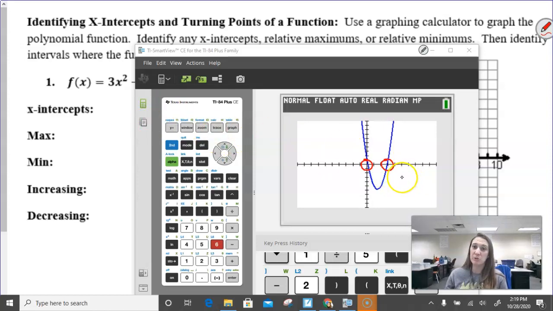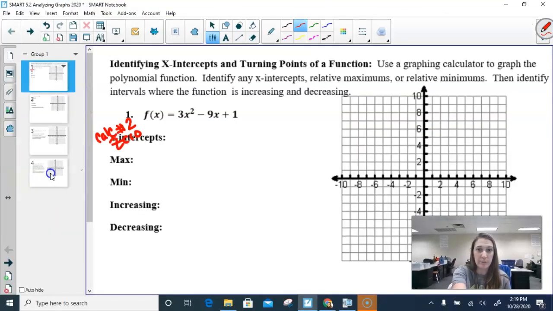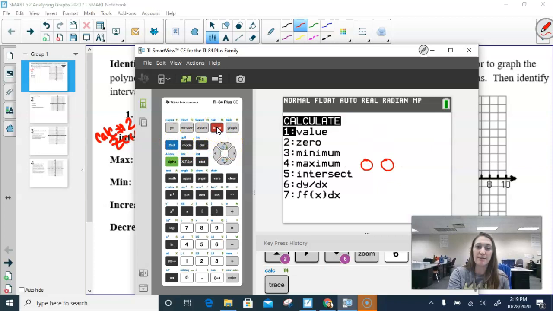So what we're going to do is we're going to use our calc menu. So you might want to write some notes to yourself kind of on the margin here. For your x-intercepts, you're going to go to your calc menu, and we're going to choose number 2, which is the zero finder. All right. So I'm going to go to the calc menu, second, trace. And then number 2 is the zero finder.